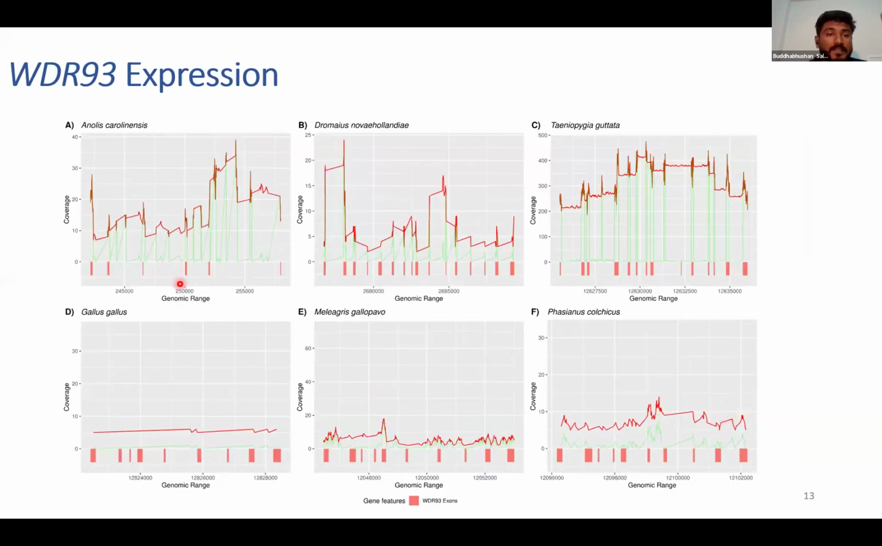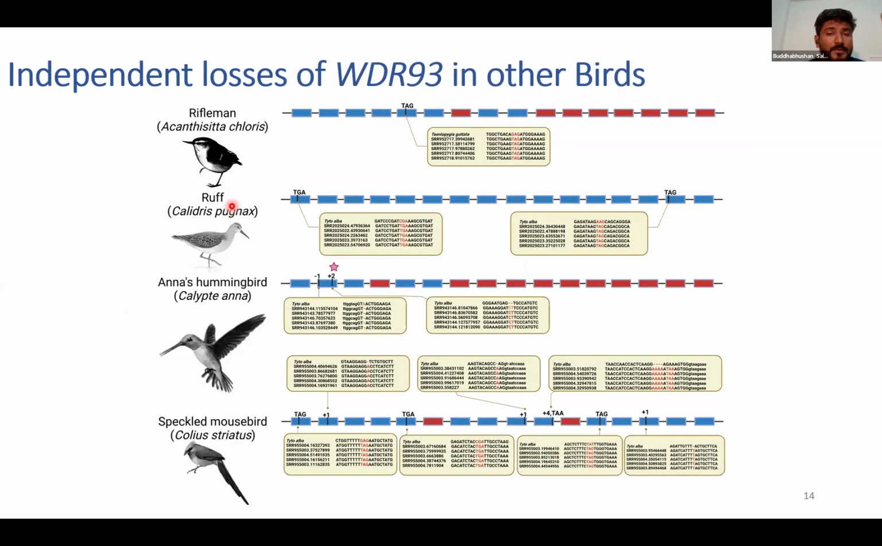So this is the locus-specific expression status. Again, you will see a clear line which shows there is no expression in Gallus, and also in Meleagris and Phasianus. The bottom panel is all galliforms, and the top panel shows where this gene is expressed. Apart from the galliforms and geese species, we also looked at other birds where this gene got lost.